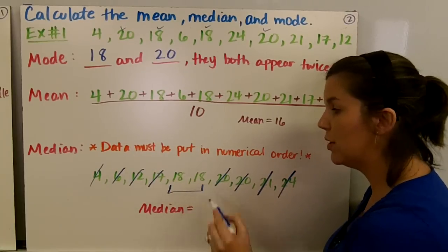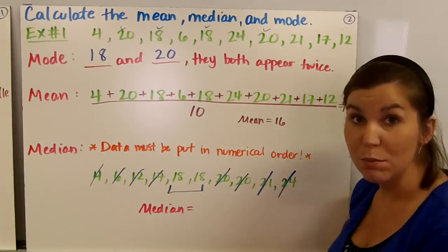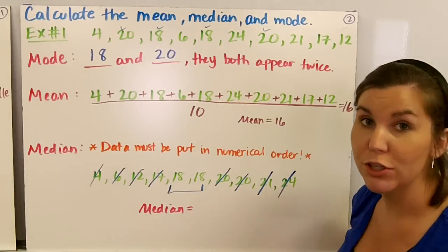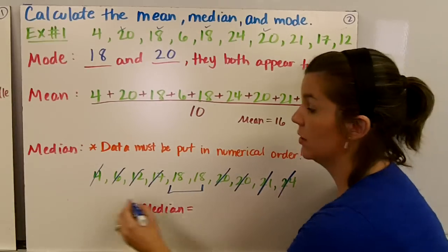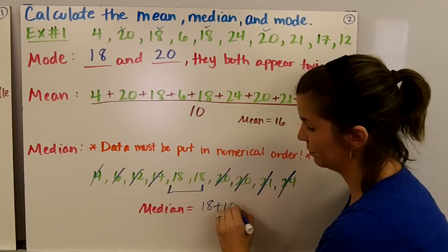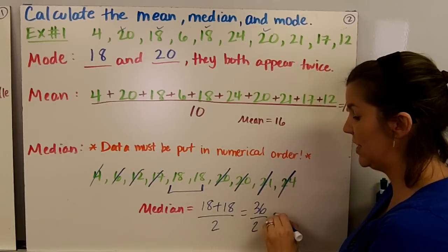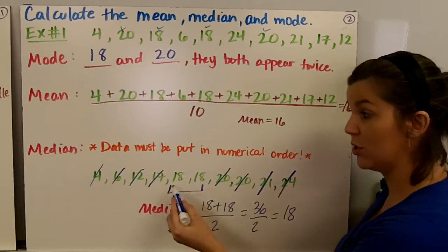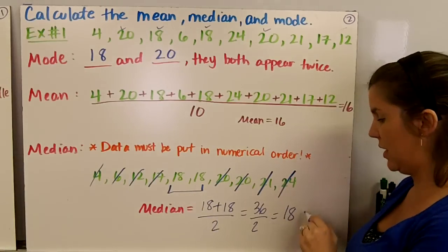Well, I have two numbers that are in the middle. So in our definition, either it is the middle number or it is the mean of the two middle numbers. So the two in the middle, 18 plus 18, divided by 2. 36 divided by 2, which is 18. So in this case, the two middle numbers are the same, and that is the median.